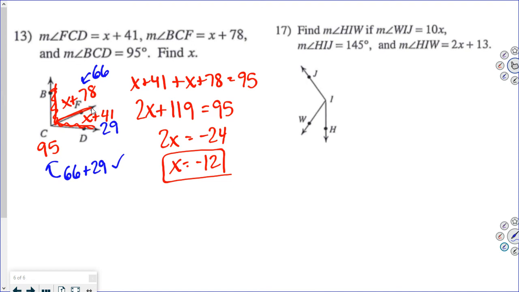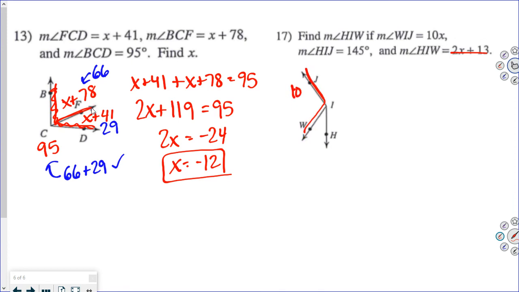Okay, 17. This is the last one we're going to do together. If we look at HIW, that's what we don't know. Notice we know it in terms of algebra, but we're trying to find what it is numerically. So let's label what we know. WIJ is 10x. HIJ, the big one, and I'm going to write big here to keep in mind that is the big one, is 145. And then we know HIW is 2x plus 13. Again, we're going to do small plus small. So one small is 10x, the other small is 2x plus 13, equals 145.